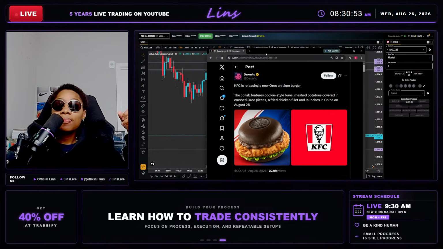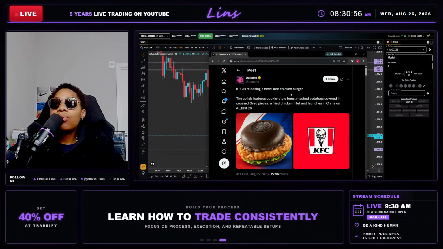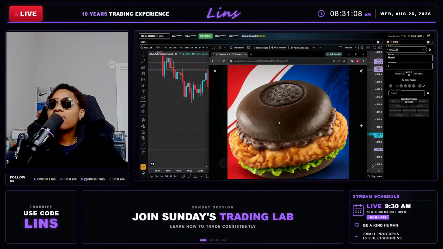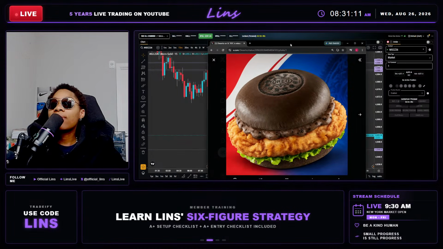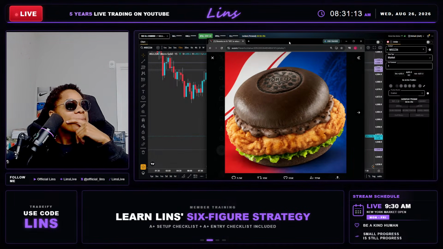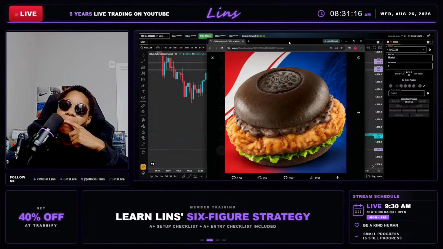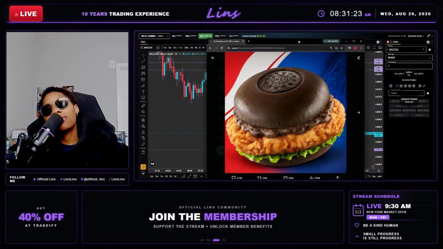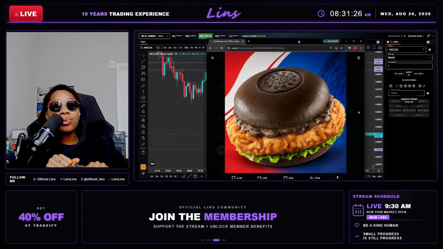What the hell is this? KFC is releasing a new Oreo chicken burger. The collab features a cookie-styled bun, mashed potatoes covered with crushed Oreo pieces, and a fried chicken fillet, and it launches in China August 28th. This Friday. This is coming out. We're not just failing as a society, but we're getting desperate as a society. Who the hell came up with this?